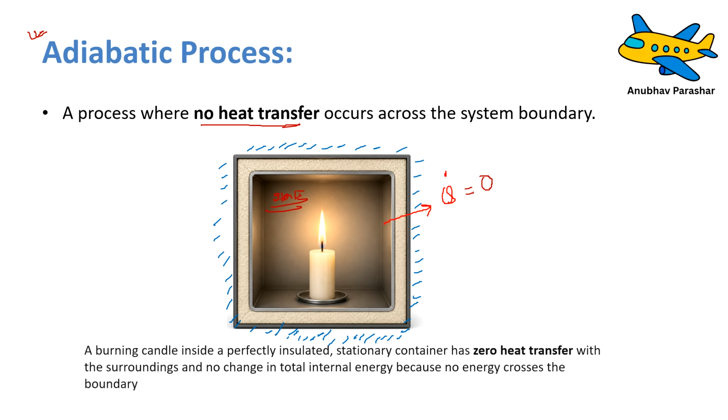Now, a process has taken place, isn't it? Because the candle is burning, the state of the system will definitely change. Initially it will be at some temperature state, and then finally it will be at some other state. The state will change, so a process has taken place. But in this process, there has been no heat transfer, right? Because I have insulated this room. And such processes are known as adiabatic processes.